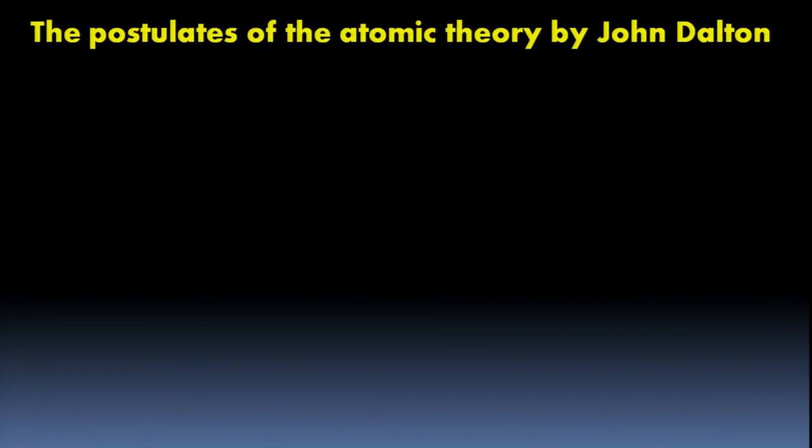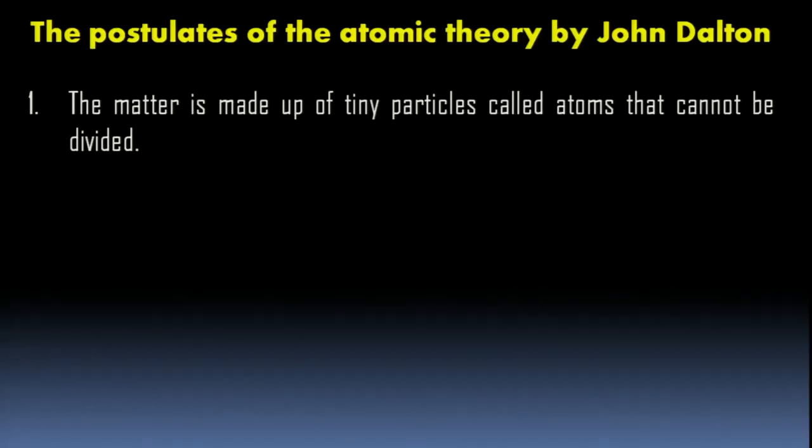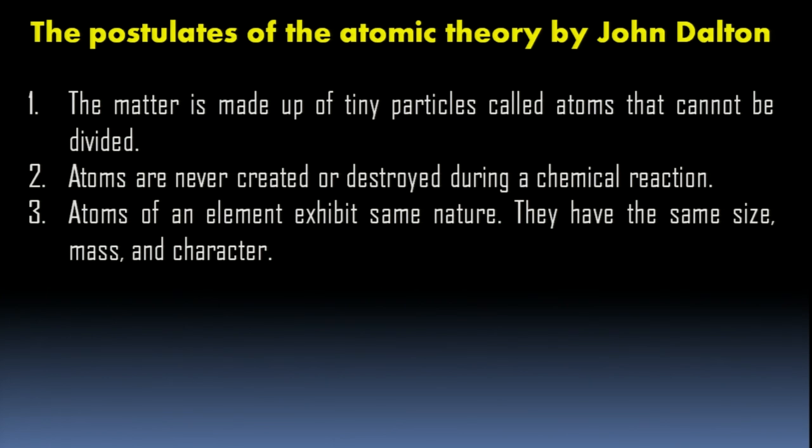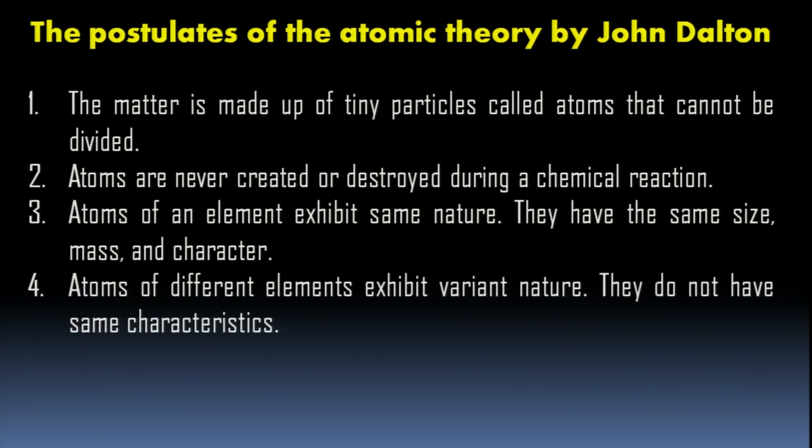Next, we had also done the postulates of atomic theory by John Dalton. What were the postulates? Matter is made up of tiny particles called atoms that cannot be divided. Atoms are never created or destroyed during a chemical reaction. Atoms of an element exhibit same nature. They have the same size, mass, and character. Atoms of different elements exhibit variant nature. They do not have same characteristics.